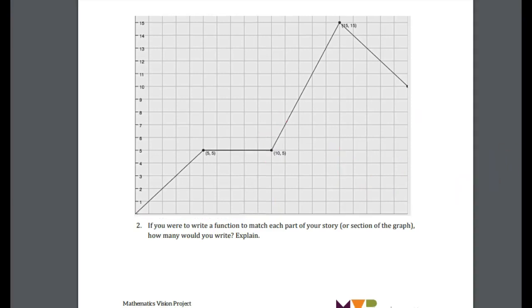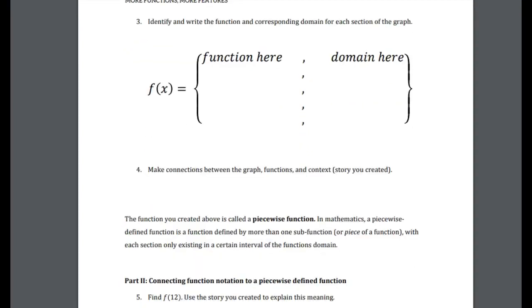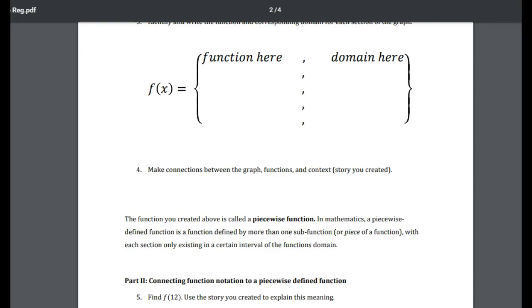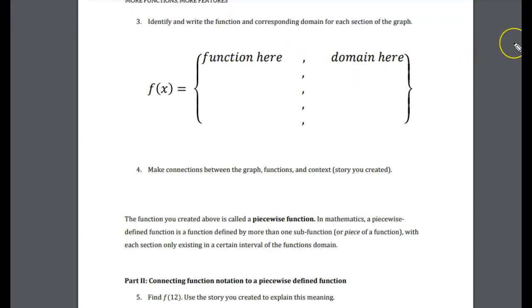So moving on to the next page, up at the top, you see where we actually need to identify and write the function for the corresponding sections of the graph. If you can see here, this notation is new. This is a formal notation for what we call piecewise functions. All right? A piecewise function is a function that is made up of many pieces of other functions.